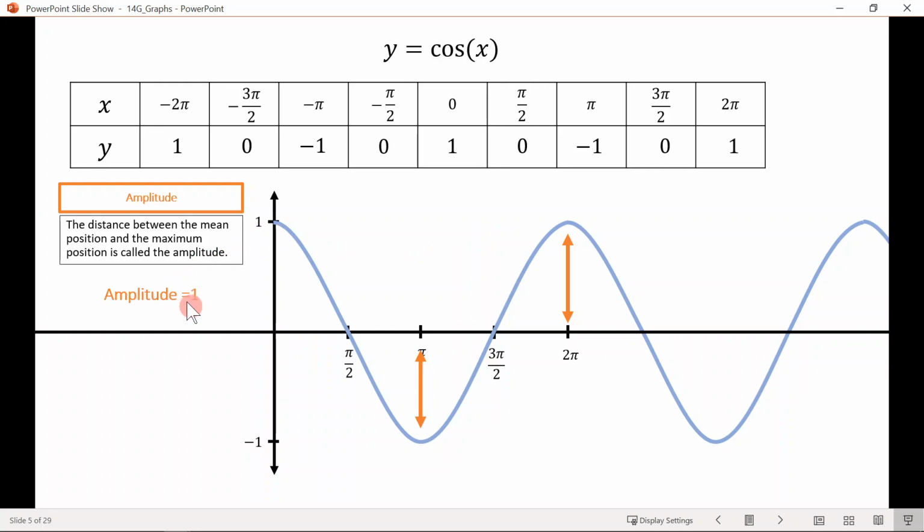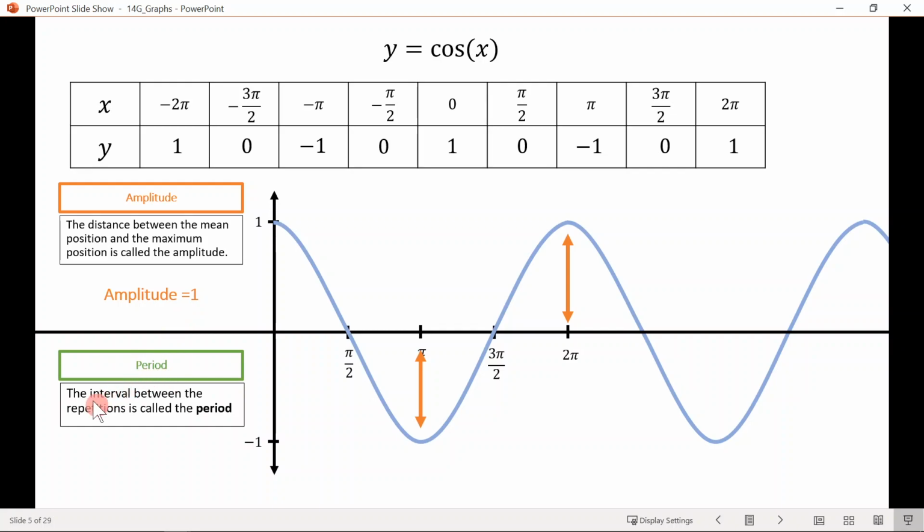The other idea that we need to discuss is that of the period. So the interval between the repetitions is called the period. So if we can just visualize this for a moment, as you can see here, it goes up, down, it just goes on forever.